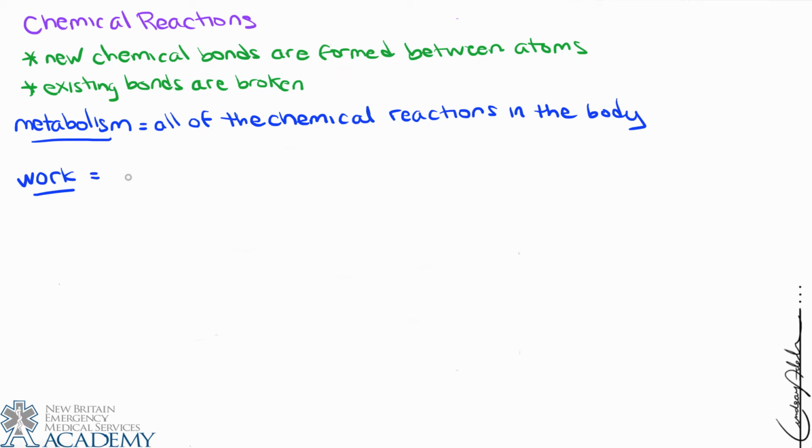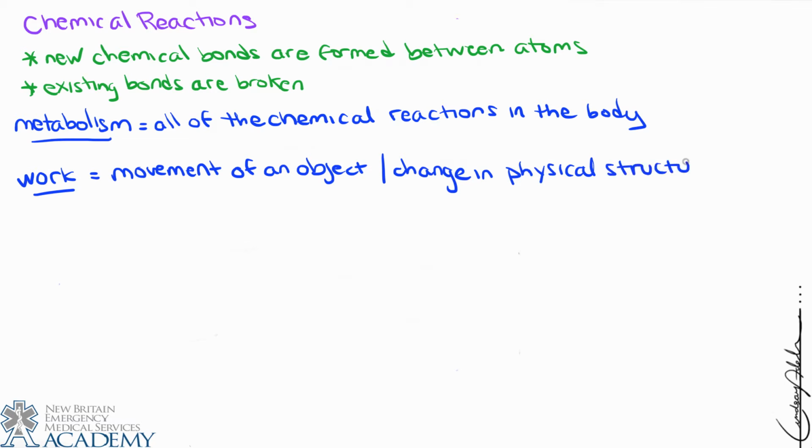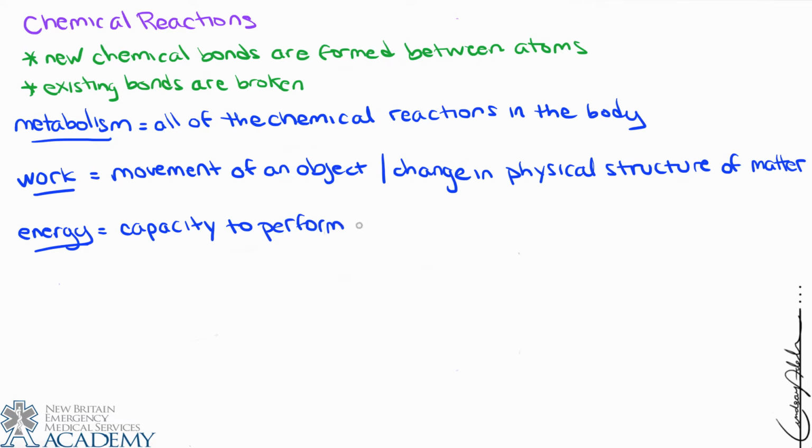Work is the movement of an object or the change in the physical structure of matter. Work includes things like walking, running, synthesis of organic molecules, conversion of vapor to water. The examples really are endless, but it's important to note that work is required in order to have chemical reactions. Energy is the capacity to perform work. So movement, any type of physical change really, cannot occur without energy.